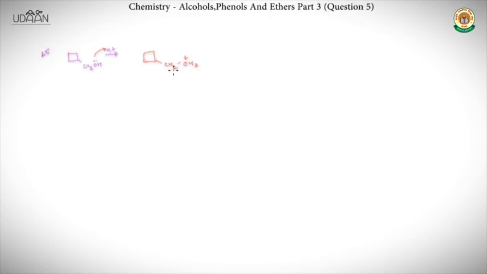CH2OH2 plus. Then again, as oxygen is more electronegative, as soon as it gets the plus charge, it tries to take the bonded electrons of whatever other atom it is attached to. So it takes the electrons of this C-O bond and gives the positive charge to C, and hence forms a carbocation over here. So this must be the reaction.